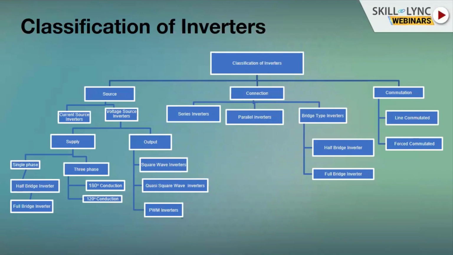Now coming to the classification of inverters, what are the different types of inverters which are available? Depending on the nature of the source, sources can be a current source or a voltage source. As you all know, the main electrical parameters are current and voltage. So you have two different types of sources, which are current source and voltage source. Depending on the type of source available, the inverters are classified as CSI, which is current source inverter, and VSI, which is voltage source inverter.